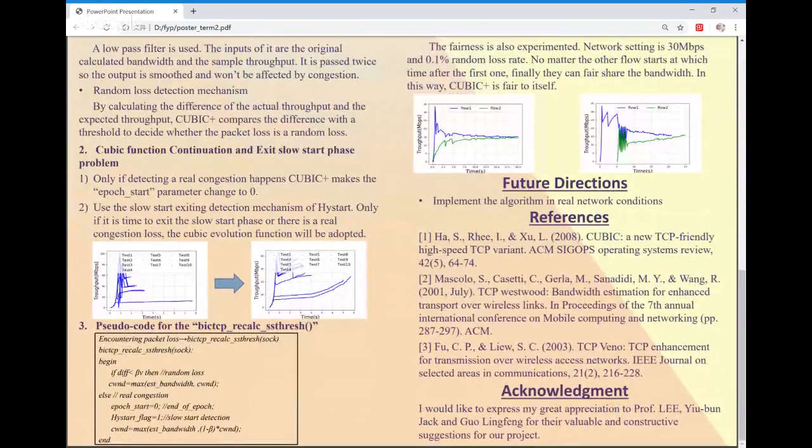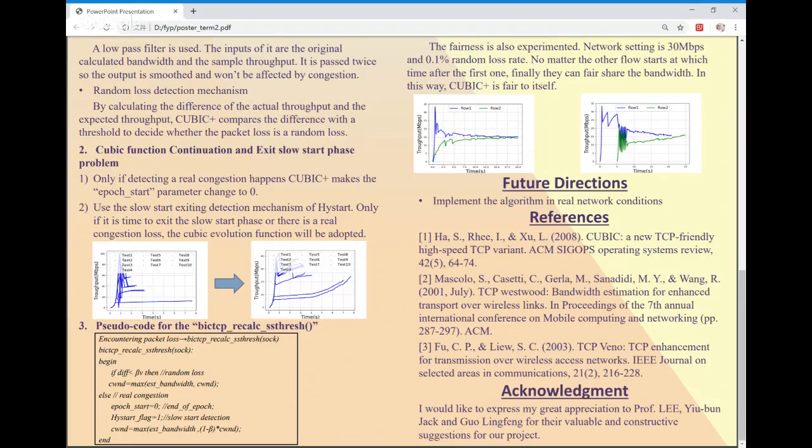As for the future direction, because last semester I used simulation, and this semester I use emulation, which is much like the real network, but it is not the real network. In the emulation, I still need to set the network conditions instead of making the network condition random. So I guess in the future I really need to implement the algorithm in real network conditions to see whether it can perform well in a mixed environment, which means there are wired and wireless parts.